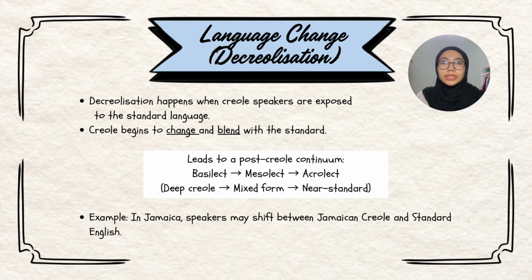The next one, we have something called decreolization. This happens when Creole speakers are also exposed to the standard language, like English or French. Over time, they might start mixing features of both, and the Creole slowly changes to become more like the standard. This creates what is called a post-Creole continuum. Imagine a range of speech styles from the deep original form of the Creole called basilect to a more standard-like version called acrolect, with mixed versions in between.